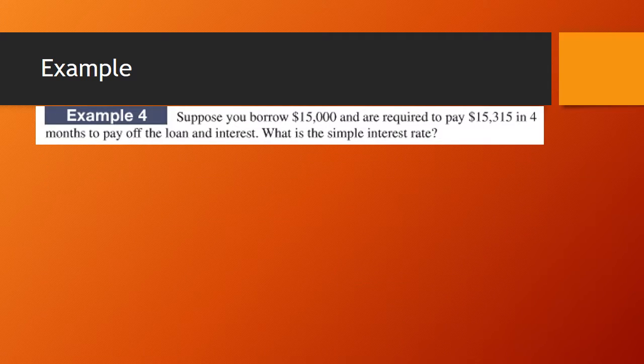Here's another example. You're going to borrow $15,000. You have to pay $15,315 in 4 months, and that is the loan plus interest. What is the rate? So we're turning our formula upside down a little bit here. Pause the recording, give the problem a try, and resume the recording to check your answer.